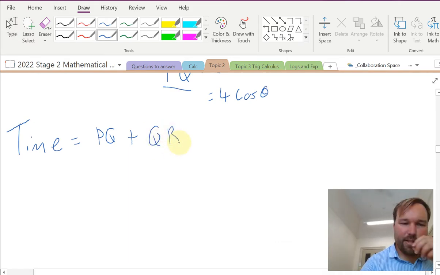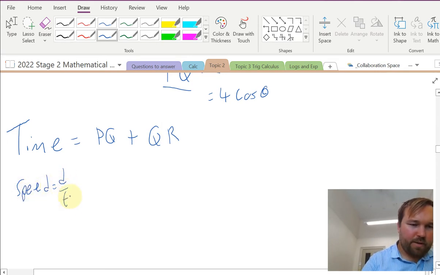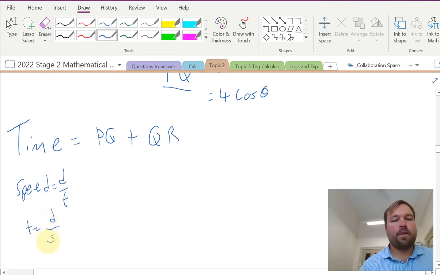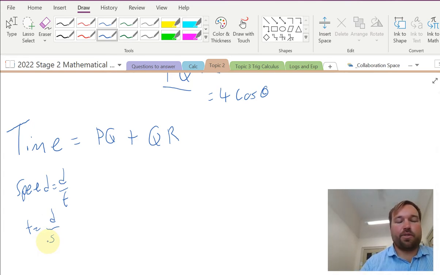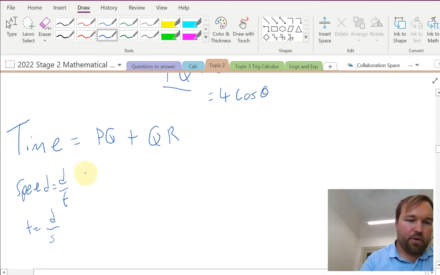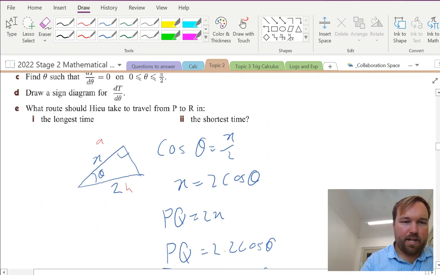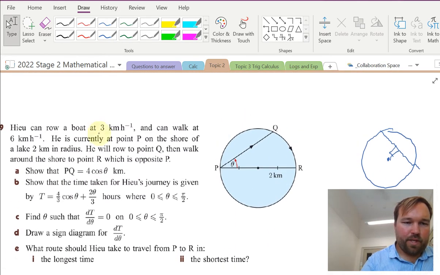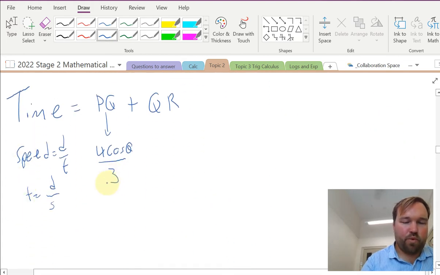The other thing to be noticed is that speed equals distance over time, and therefore time equals distance divided by speed. I can never remember the time one. I just go speed equals distance over time and then go from there. Alright, so time equals distance divided by speed. So for the PQ portion, it's going to be the distance, which is 4 cos theta, divided by the speed in which he did it. He's rowing in that portion, so it's 3. Alright, that's the PQ bit.